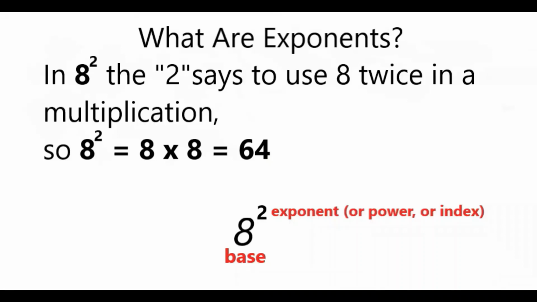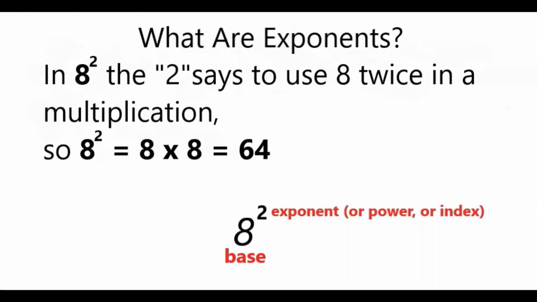So here I have 8 to the second power, or 8 squared. The 2 says to use 8 twice in a multiplication. So 8 squared equals 8 times 8 equals 64. Okay, so what I've done here is just show you the concept of what the exponent is.